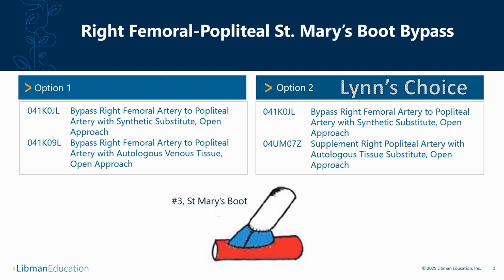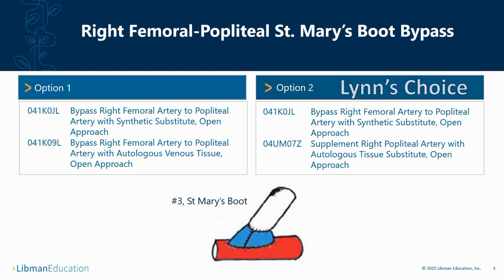Let's look at option 2. The bypass here is made with the synthetic substitute, the first code shown. But the autologous graft is actually a patch added to the destination, the popliteal artery. This patch allows the blood to flow smoothly out of the bypass graft, reducing the likelihood of clot formation.